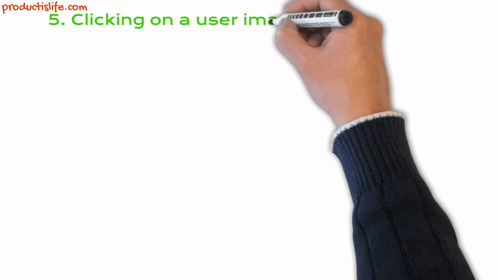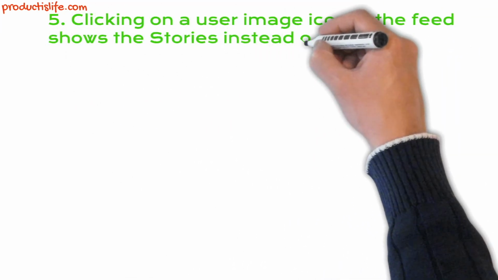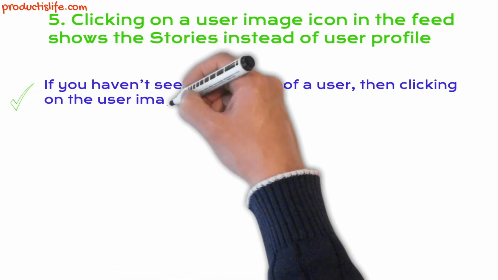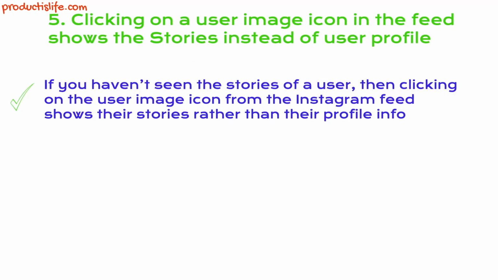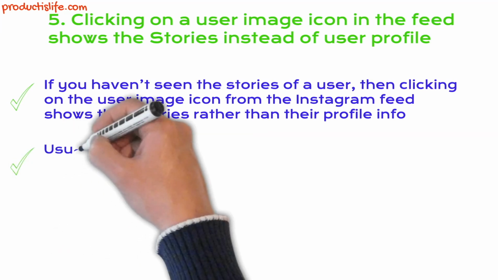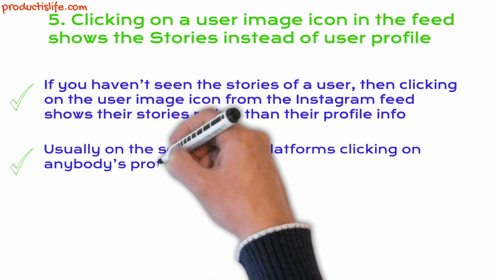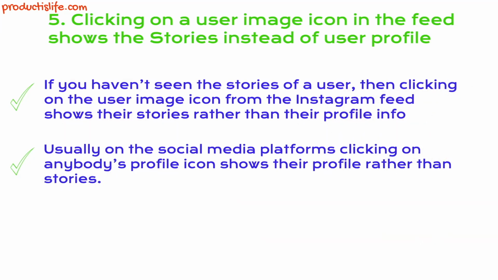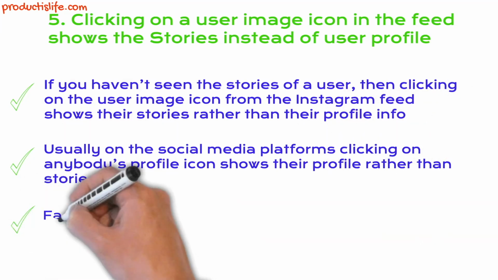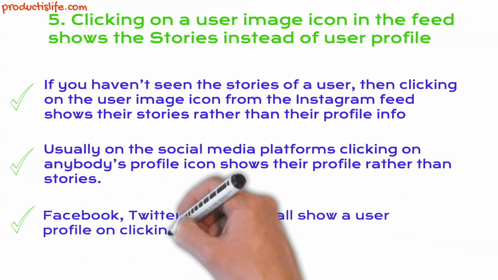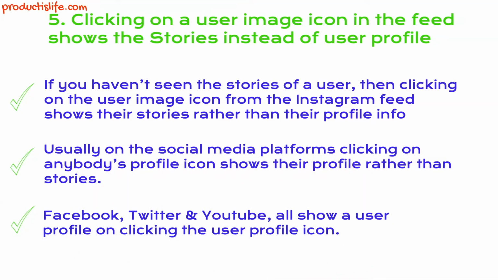Next point is, clicking on a user image icon in the feed shows the stories instead of the user profile. Now, if I haven't seen the stories of a user, then clicking on the user image icon from the Instagram feed shows me their stories rather than their profile info. However, usually on social media platforms, clicking on anybody's profile icon shows their profile rather than stories. Facebook, Twitter, YouTube are a few other social media platforms that offer the feature of stories, and all these platforms adhere to the ideology of showing a user profile on clicking their user profile icon.